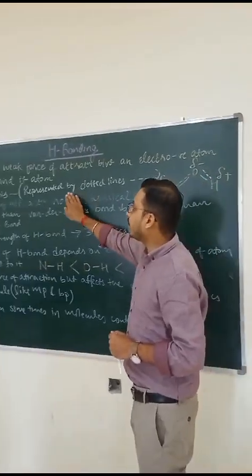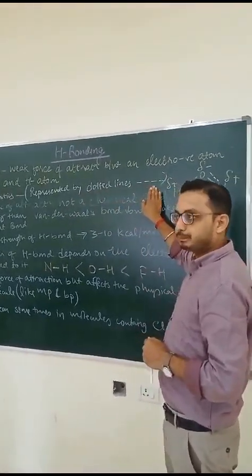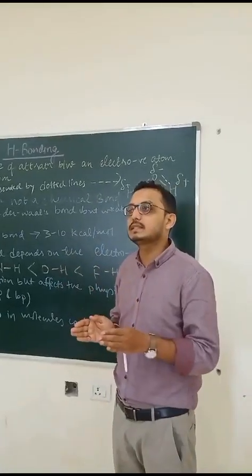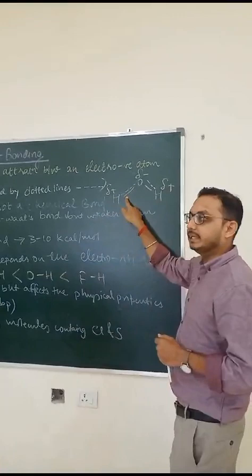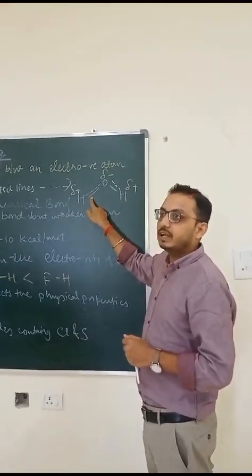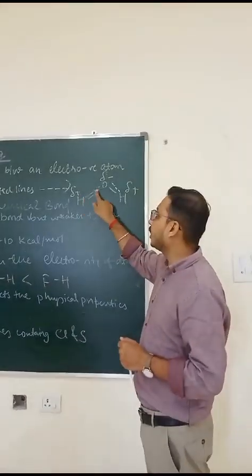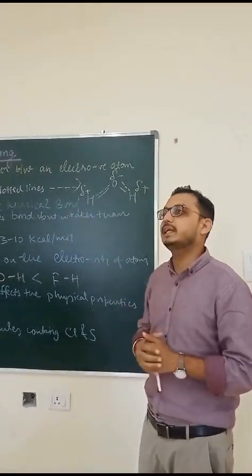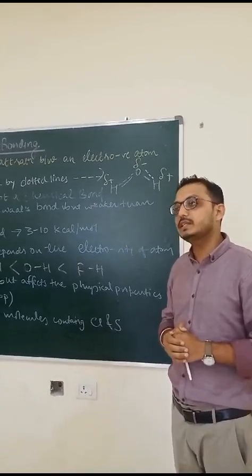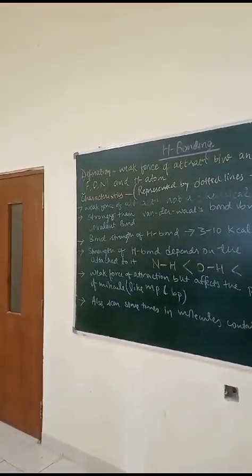The hydrogen bond is always represented by a dotted line, whereas our stronger bonds like your covalent bond and ionic bond are always represented by a complete line. Am I clear? So wherever we are representing the hydrogen bond, it should always be with respect to the dotted lines. Now we come to the characteristics of hydrogen bond. This is also very important for your examination, 1 or 2 mark question.